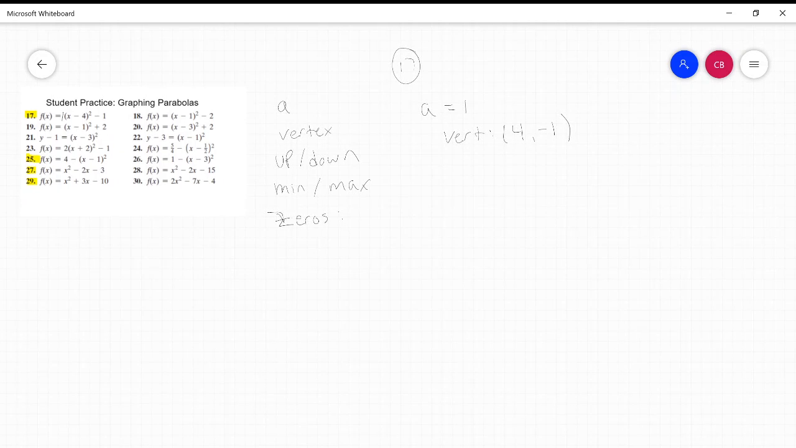Next we have up and down. So since A is 1, this is upward facing, which means it has a minimum. Up and min go together, down and max go together. And zeros. So if we solve this, we have x minus 4 squared is equal to -1.